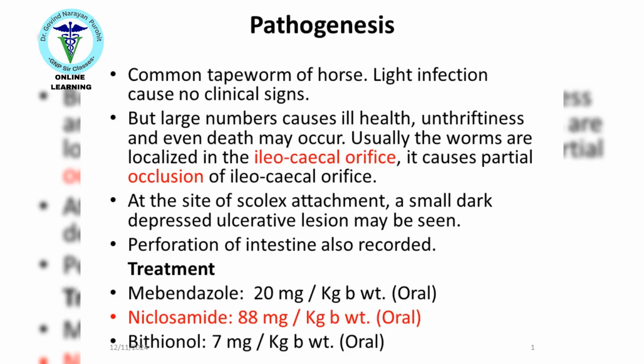Anoplocephala perfoliata is a common tapeworm of horses. Light infections cause no clinical signs, but heavy infections can cause ill health, unthriftiness, and even death. Worms can cause partial occlusion of the ileocecal orifice and perforation of the intestine. Treatment includes mebendazole, niclosamide, and bithionol.